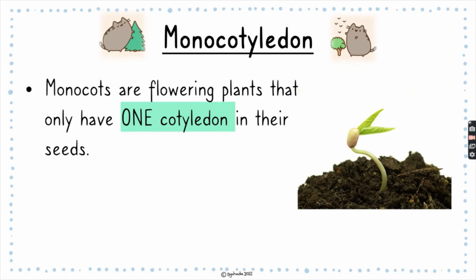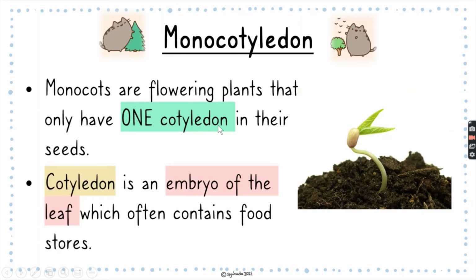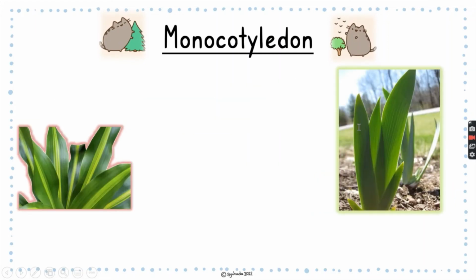Monocotyledon or monocots are flowering plants that only have one cotyledon in their seeds. Cotyledon is an embryo of a leaf which often contains food stores. So right here is a seedling. That means a baby plant. And you can see here, I think this would be the stem. And that would be the leaves. And that right there, that is the cotyledon, which is the food store that helps to give the plant nutrition so that they can develop and grow.